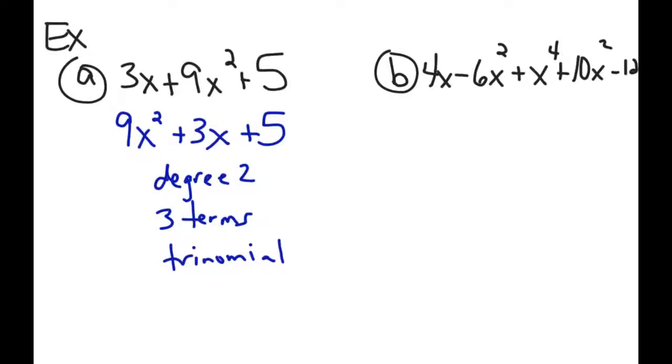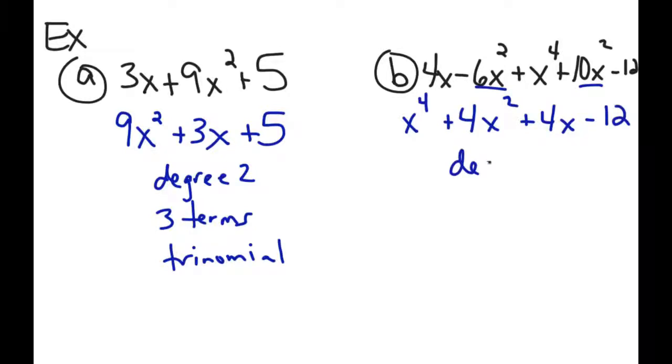In the second problem, 4x minus 6x squared plus x to the fourth plus 10x squared minus 12. The term with the biggest exponent is x to the fourth, so that gets written first. The next biggest exponent is 2, but there are two terms that have x squared. Well, we have to combine them. So negative 6x squared plus 10x squared is positive 4x squared. The next term with the biggest exponent of x is 4x, and it's positive, so I write plus 4x. And the constant term minus 12 just gets written at the end.